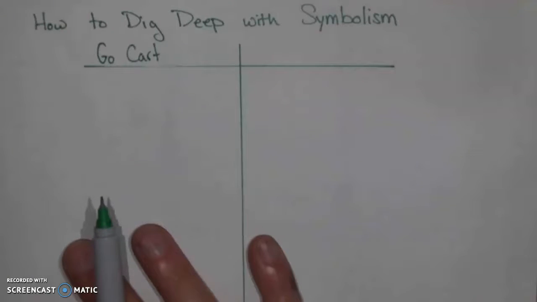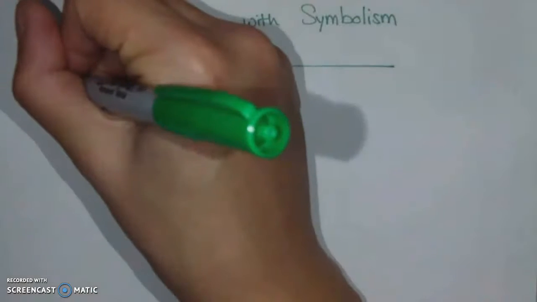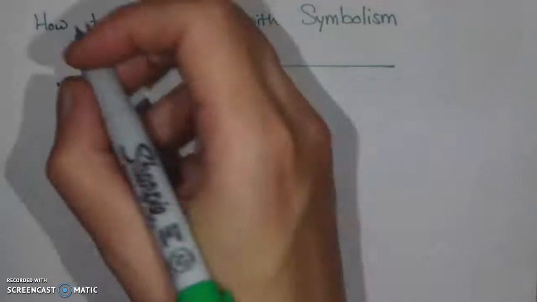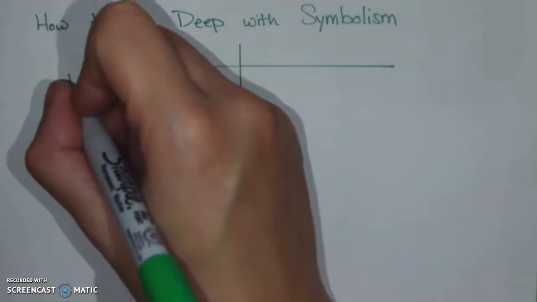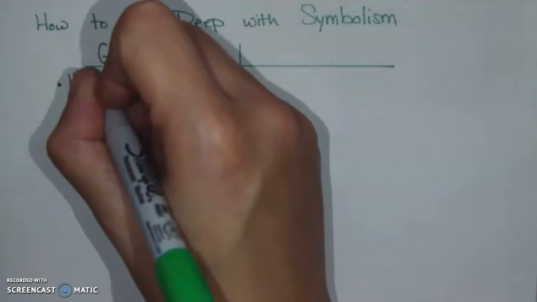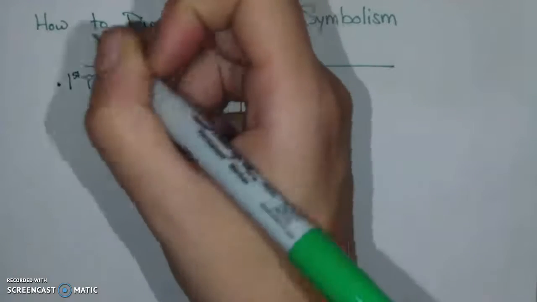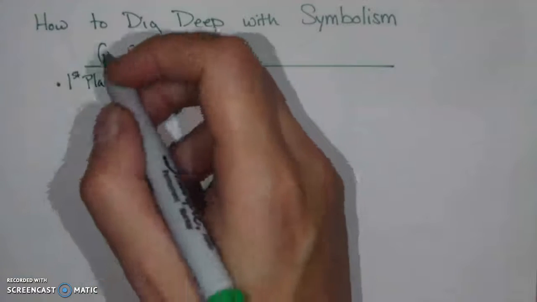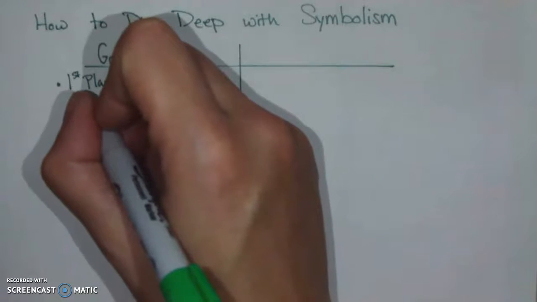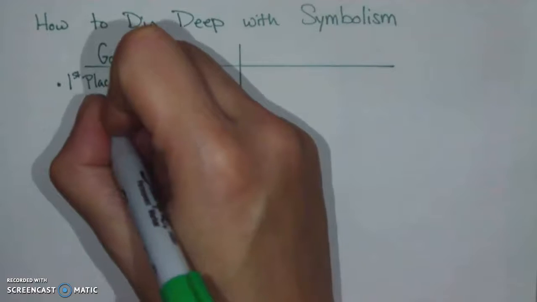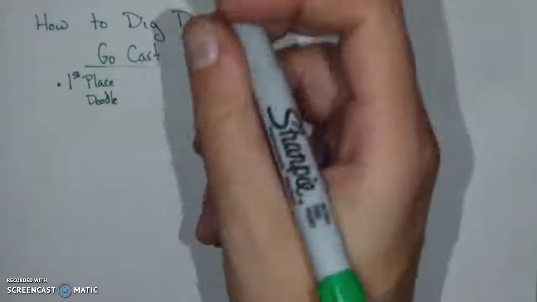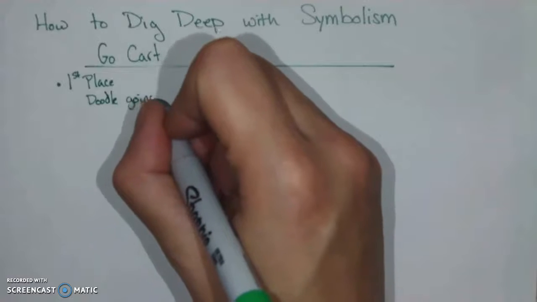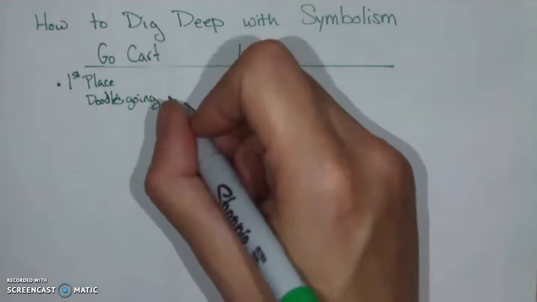So when I'm going to fill in this side, what I'm going to be doing is finding the key instances where the go-kart is mentioned. And the first thing that you're going to want to find is the very first place the go-kart is mentioned. So I search through my story and I search and I search. And the first place the go-kart is mentioned is when our character Doodle, they find that he is going to survive.